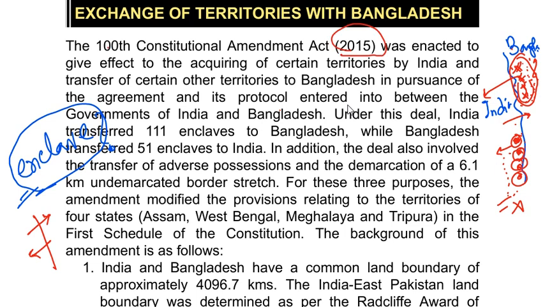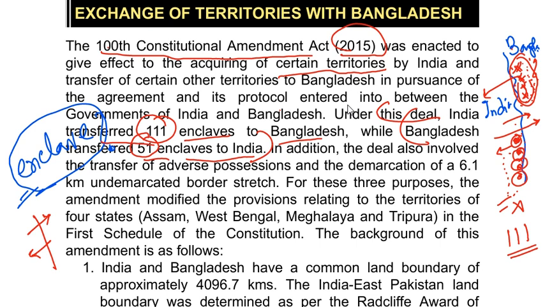দেখো, 100th Constitutional Amendment Act কে পাস করানো হয়। পাস করানোর ফলে কি করা হয়, certain territory কে exchange করা হয়। Now, under this deal, India transferred 111 enclaves to Bangladesh. Like, এই enclave গুলোকে ইন্ডিয়া বাংলাদেশকে দিয়ে দেয়। এরকম কটা enclave ছিল? 111 number of enclaves were given by India to Bangladesh. On the contrary, Bangladesh gave or transferred 51 enclaves to India. Hope it is clear now.